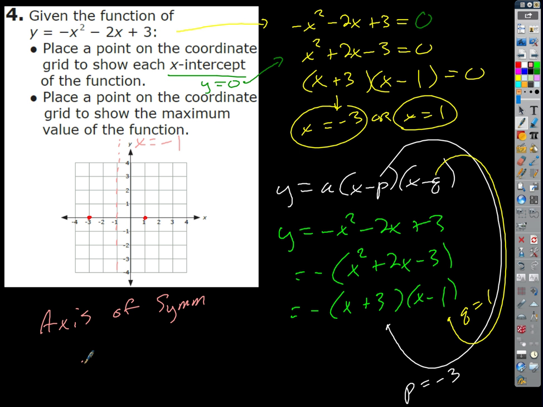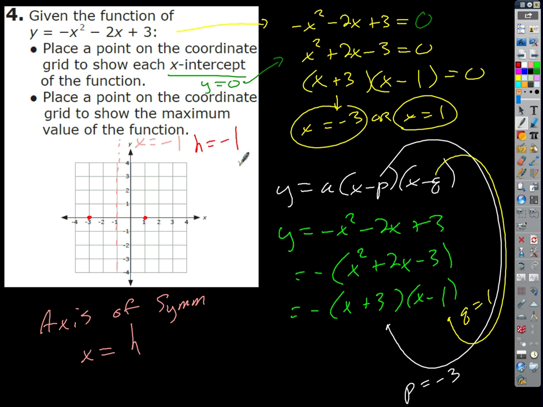The axis of symmetry is always just going to be x equals h. It's a vertical line through the vertex, right? The x-coordinate has to be the x-coordinate of the vertex, which is h. So this tells us right here that h equals negative 1.